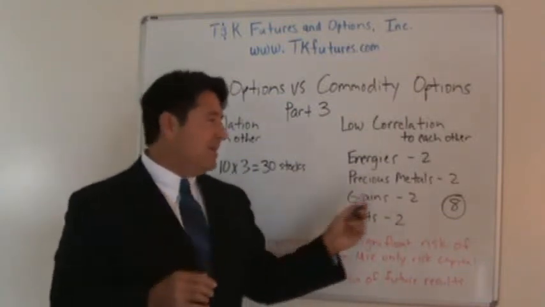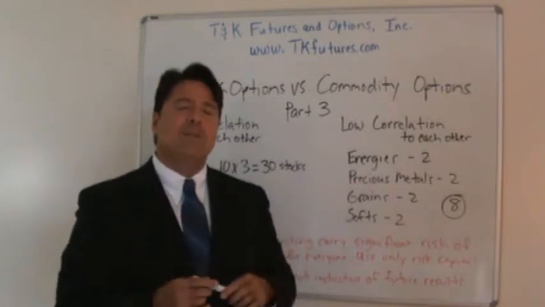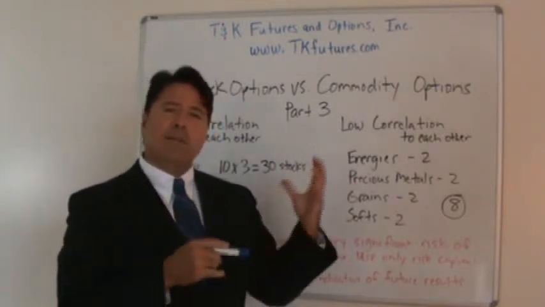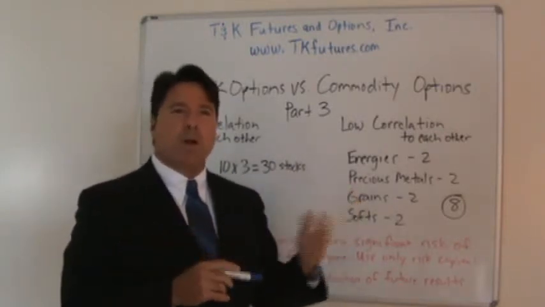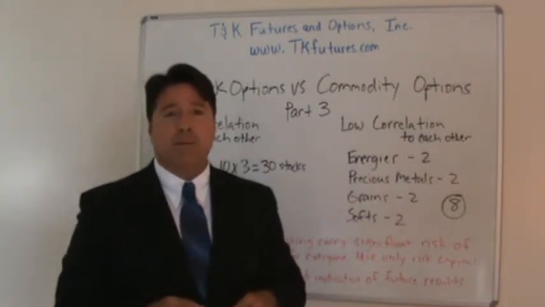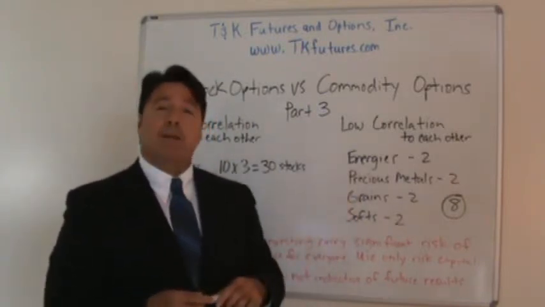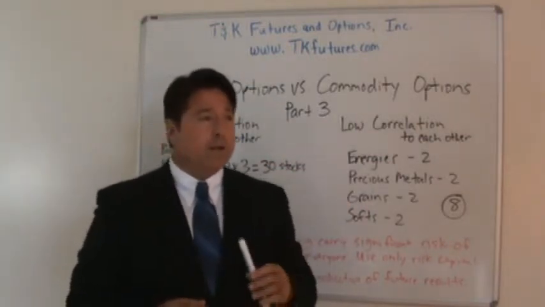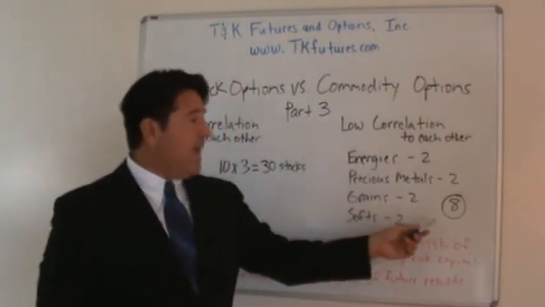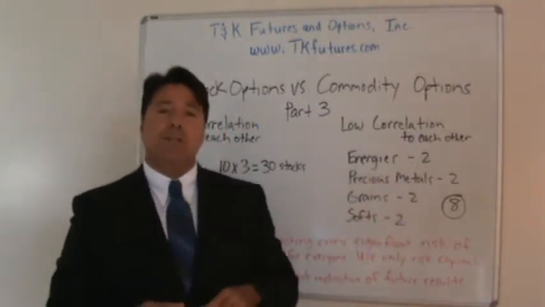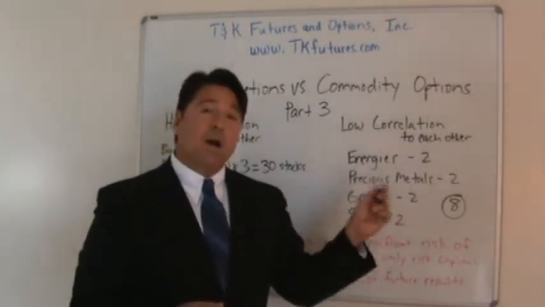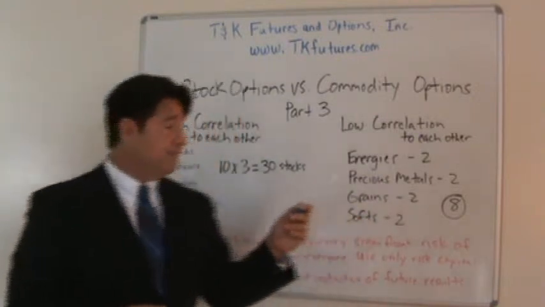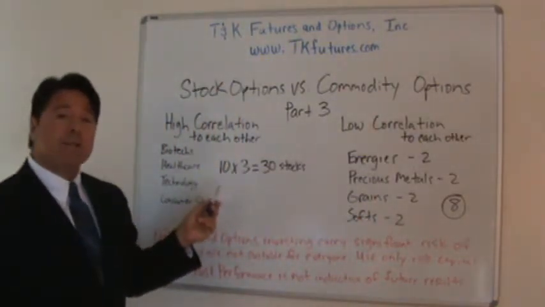Gold and silver, they're kind of correlated to each other, sometimes more, sometimes less, but they can go opposite directions as well. Energies, natural gas, and crude oil, for instance, they can be going opposite directions as well. So in other words, these 8 commodities that you have in here are less correlated to each other than all 30 of these stocks you had over here.